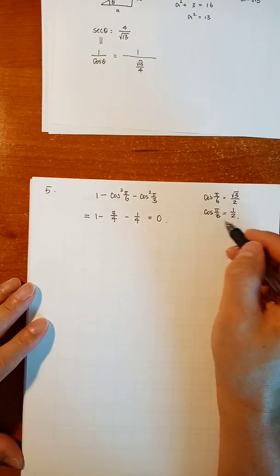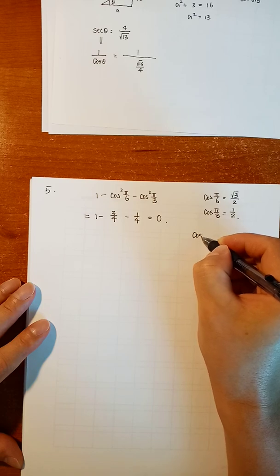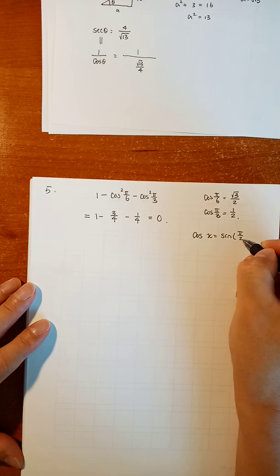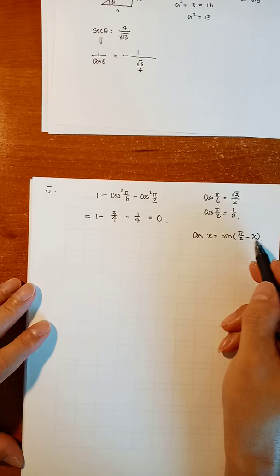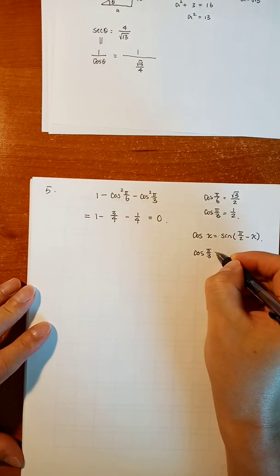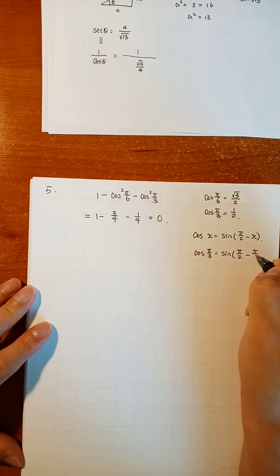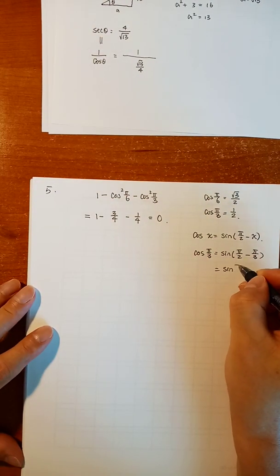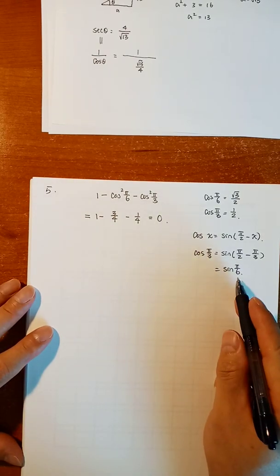If you don't remember this evaluation, you can recall the other one. Cosine of x is equal to sine of pi over 2 minus x. So cosine pi over 3 is equal to sine of pi over 2 minus pi over 3. Pi over 2 minus pi over 3 is pi over 6. So you get cosine pi over 3 is equal to sine pi over 6.